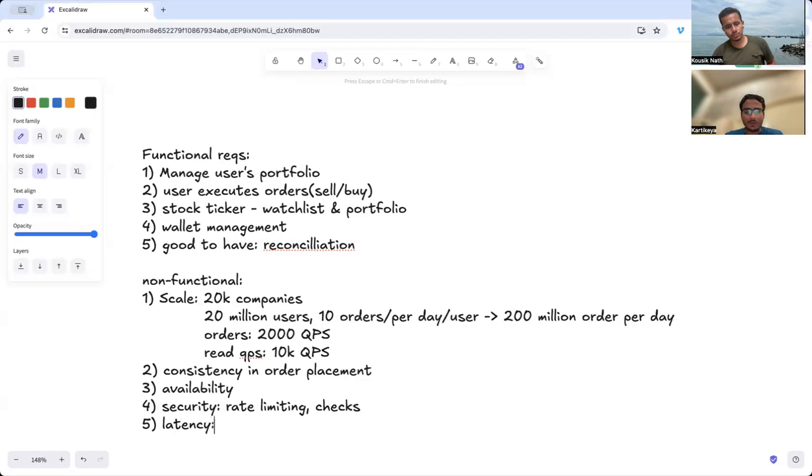So another important aspect is basically latency. The orders should be executed very fast, especially for intraday orders. This could be a sensitive thing, I would say. That's why things like co-location exist. So latency is very important in our case. We'll try to make the whole system as fast as possible in terms of latency.